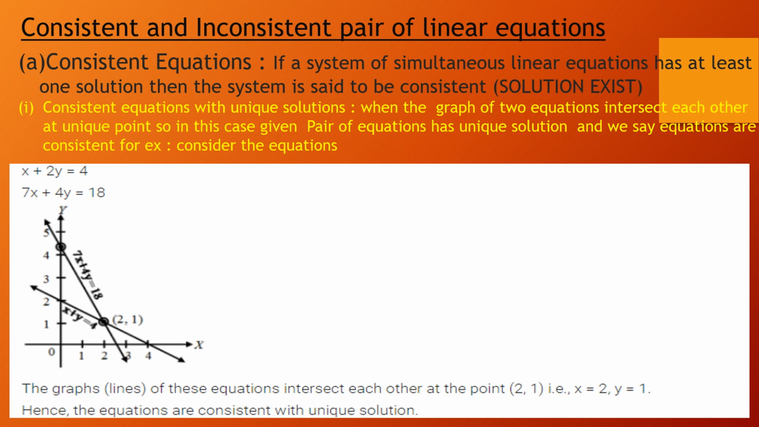For example, here I am taking two equations, x plus 2y equals 4 and 7x plus 4y equals 18. When I plot the graph of these two equations on a coordinate plane, I see that the two lines intersect at one point. The point is (2, 1), which means the graphs of these equations intersect each other at the point (2, 1), meaning x equals 2 and y equals 1. So only one solution exists, and hence we say the given equations are consistent with a unique solution.